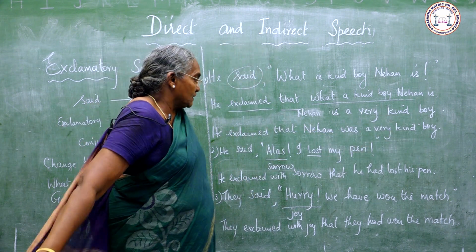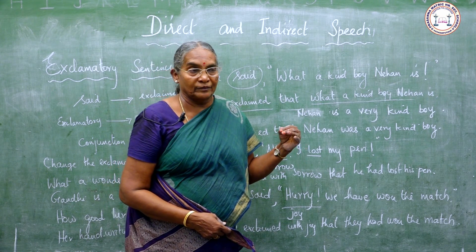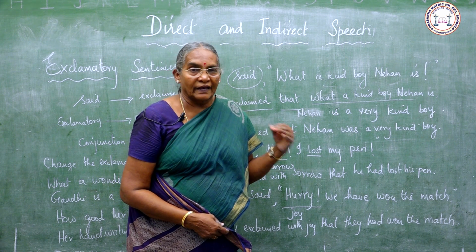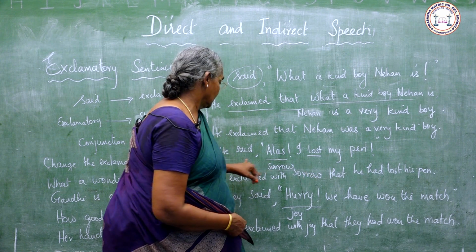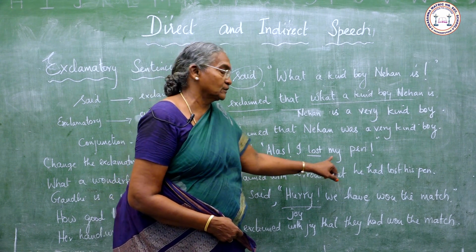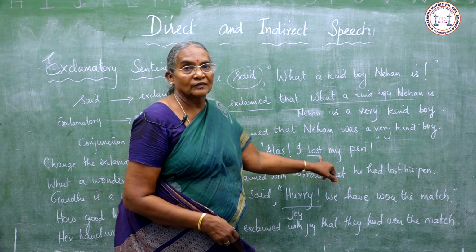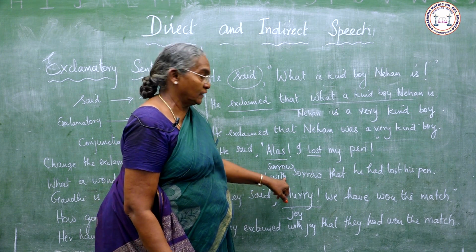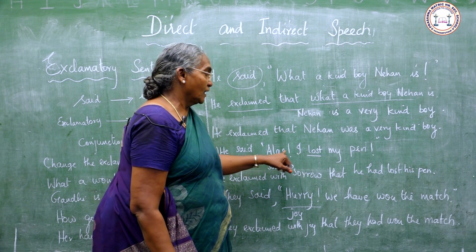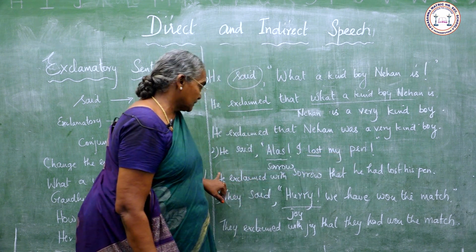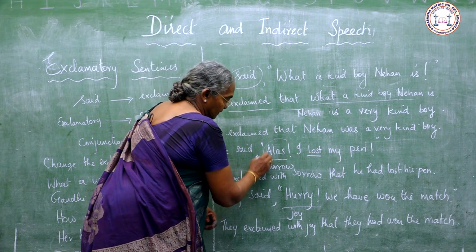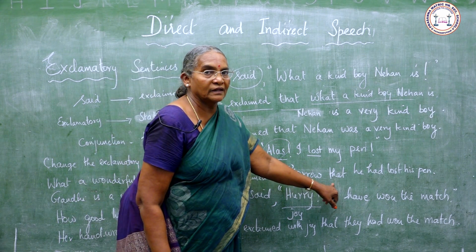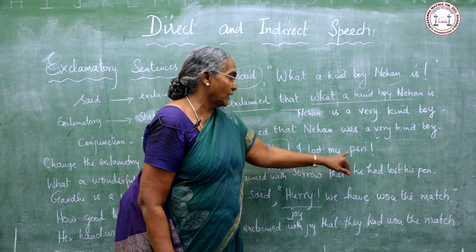Sometimes there is exclamation with happiness or exclamation with sorrow. Sometimes we express our sad feeling or happy feeling. He said, "Alas, I lost my pen." Alas expresses sadness or sorrow. So with exclaimed, we have to add with sorrow. He exclaimed, instead of alas we add sorrow. He exclaimed with sorrow that, conjunction that, I lost my pen.